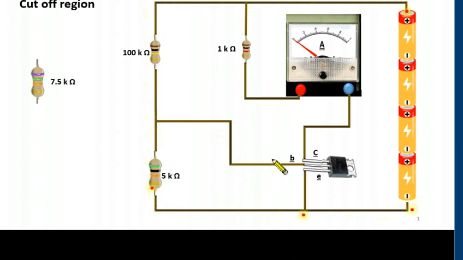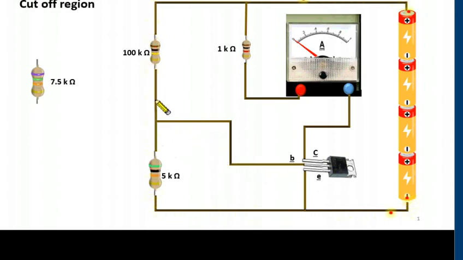So since there is no base current, there will be no collector current as well, because to function the transistor there must be a base current. If there is no base current, the transistor is at off state. That means there is no collector current. So that is what we can see from this meter. It shows the needle is at 0 point, so there is no current flowing through this collector to emitter because there is no base current.